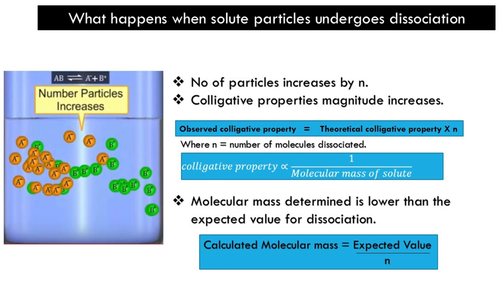Upon dissociation, the number of particles increases, which in turn increases the observed colligative property. Since colligative property is directly proportional to the number of solute particles, and we also know colligative property is inversely proportional to the molar mass of the solute, the calculated molar mass will be lower than the normal value.